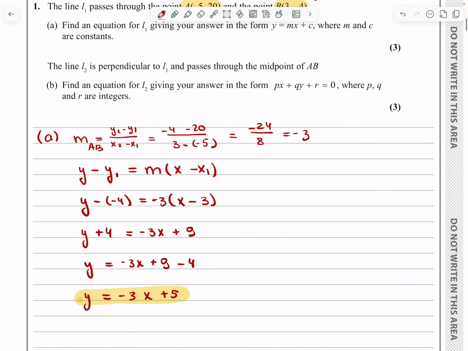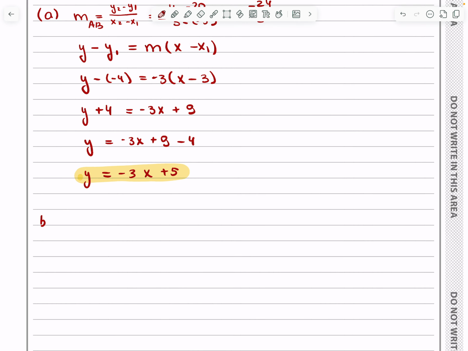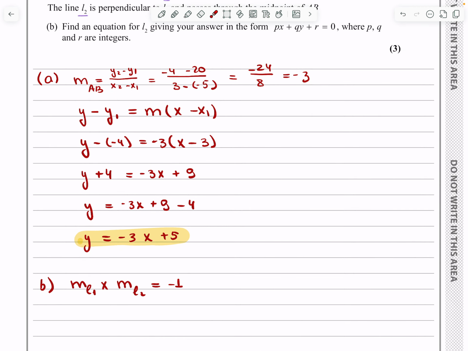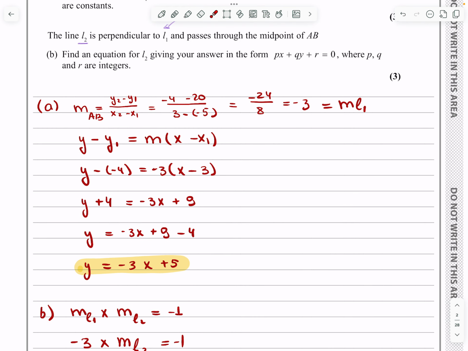Okay. Now we know that L2, the second line, is perpendicular to L1. That means the gradient of L1 multiplied by the gradient of L2 equals -1. We already know the gradient of L1 is -3. So -3 multiplied by the gradient of L2 equals -1. If I solve this for L2, I get 1/3. So I found the gradient of the line L2.